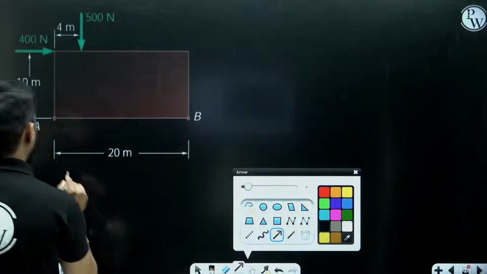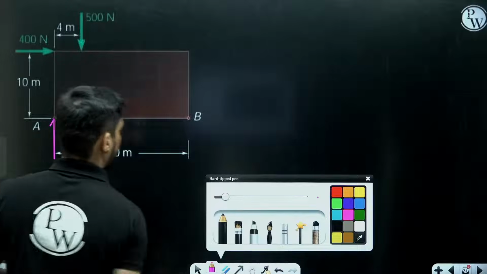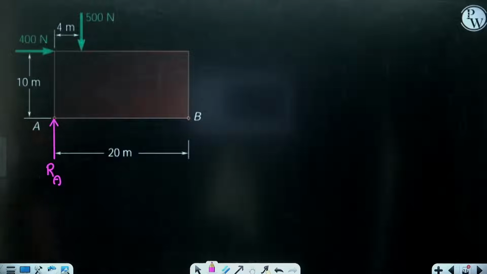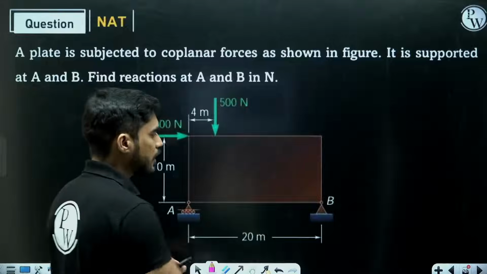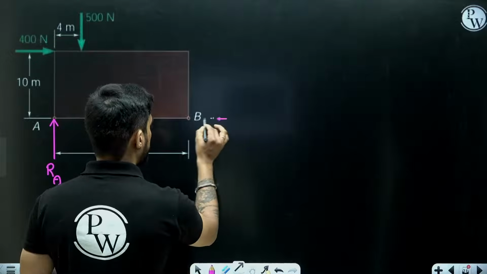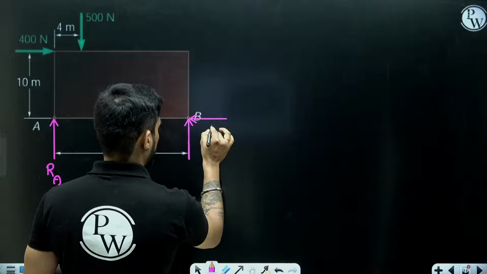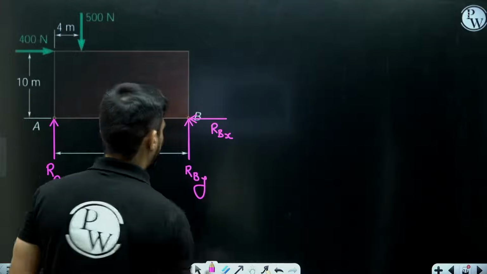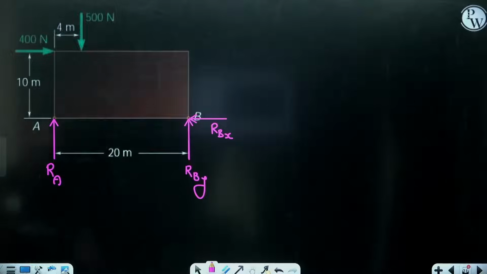So I will assume that the reaction force at A is upward. Let me call it RA. Now at point B we have a hinge support. So if you remove the hinge support, you will have to use two reactions. One like this, one like this. I will call it RBX. I will call it RBY. Now you can see this is the free body diagram of the plate.